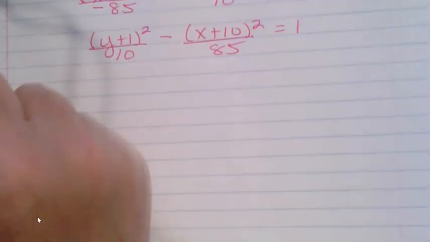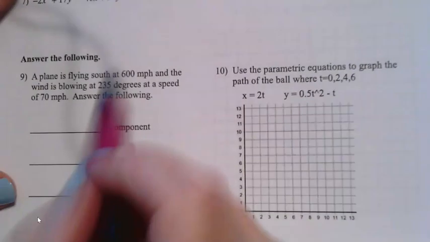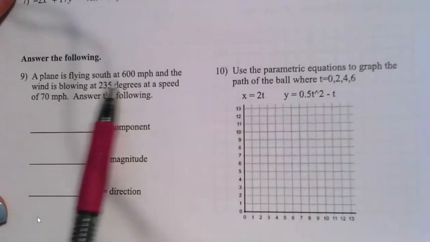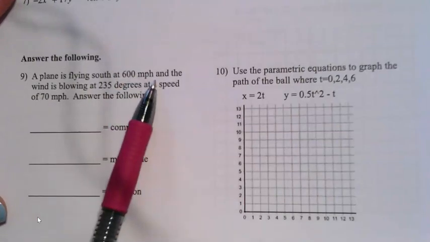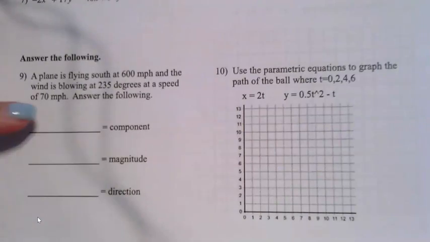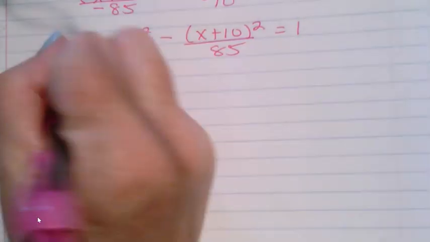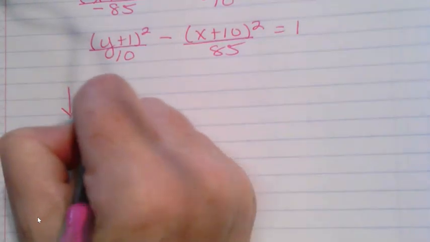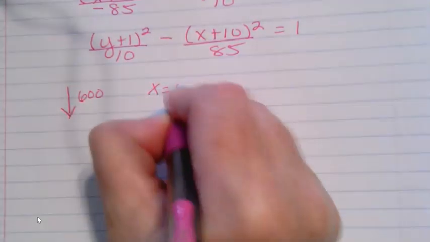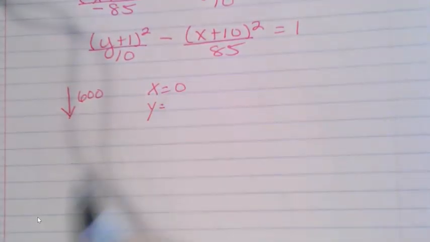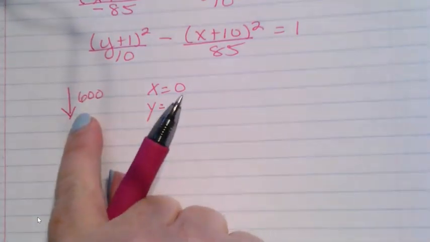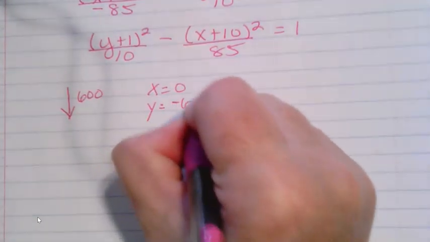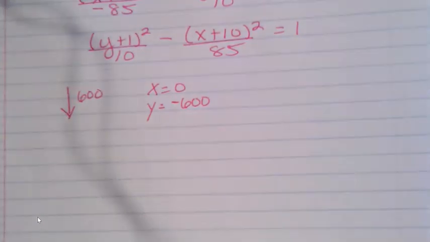Number 9. A plane is flying south at 600 miles per hour. Okay. South is this way and 600. So my x value is 0. My y value is not 600 because we're going south. It's going to be negative 600. Okay.